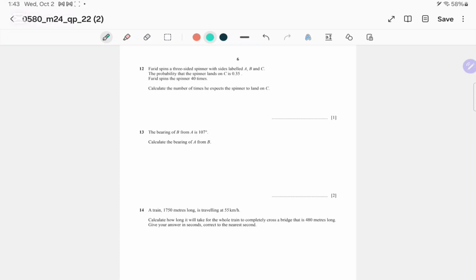So they have given the probability and also the number of times the spinner spins. So multiply these two values, 0.35 times the number of times he spins, and you will get an answer of around 14 times. So that's the answer. Very simple question, but be careful while doing it. Can we go to the next question?